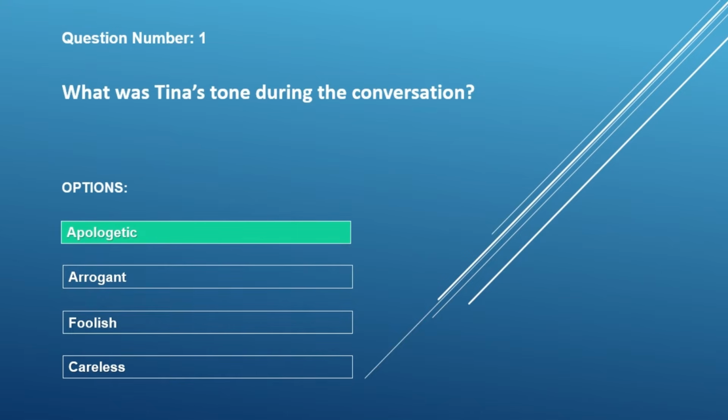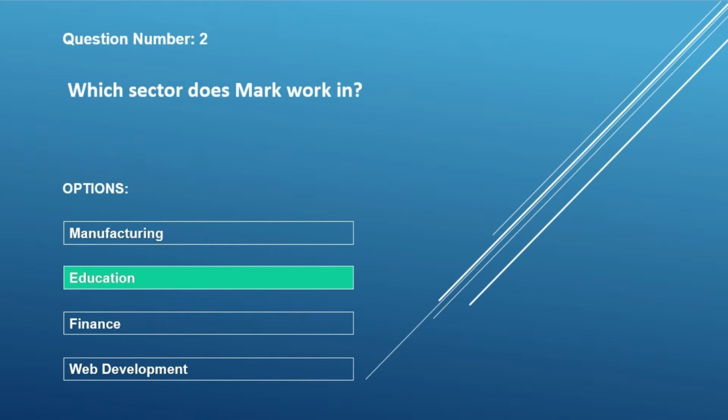Now let's look at some questions. Question number 1. What was Tina's tone during the conversation? We have 4 options to choose from: apologetic, arrogant, foolish, careless. Now in this case, it will be apologetic. Question number 2. Which sector does Mark work in? Manufacturing, education, finance, or web development? So the answer is education.